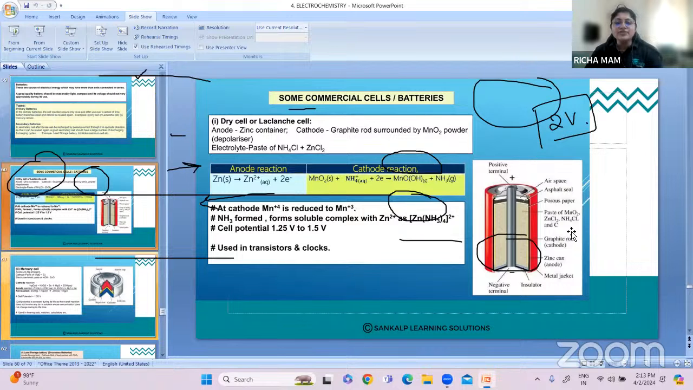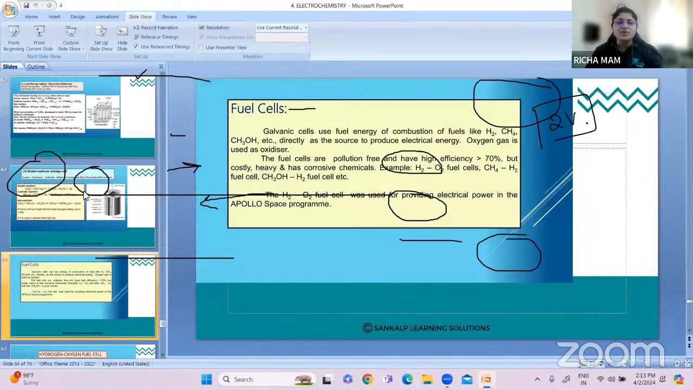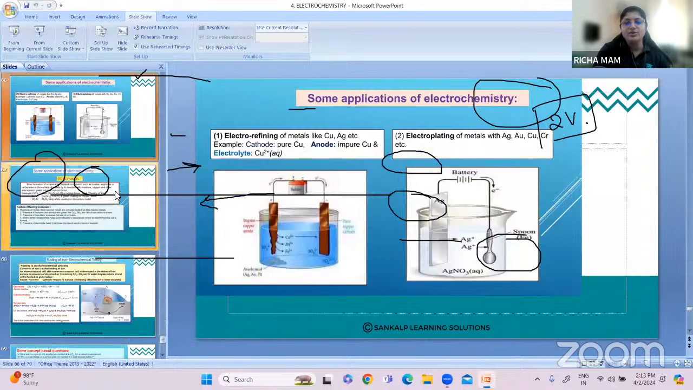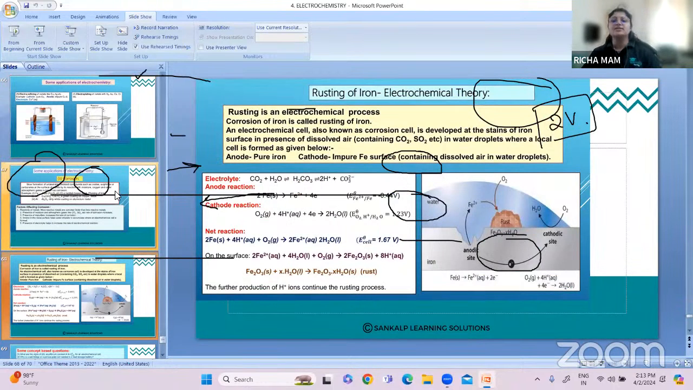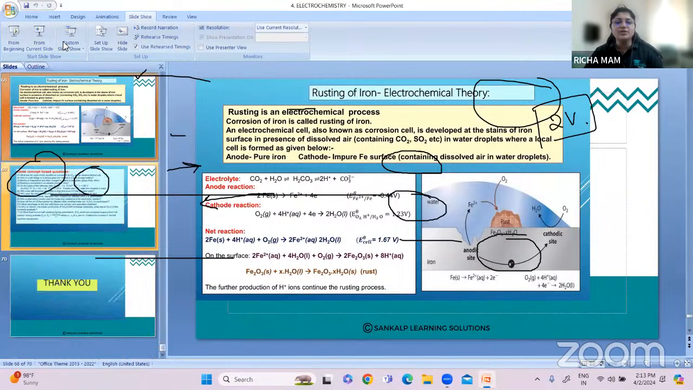Next is fuel cells. We'll do fuel cells in tomorrow's class. We are left with a very small part, the fuel cell. The example of a fuel cell is the hydrogen oxygen fuel cell. Then we are going to see some applications of electrochemistry, the electrochemical processes, that is rusting and corrosion. Is it clear? Any doubts up to here?